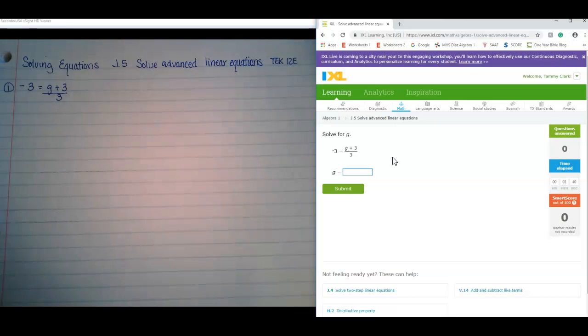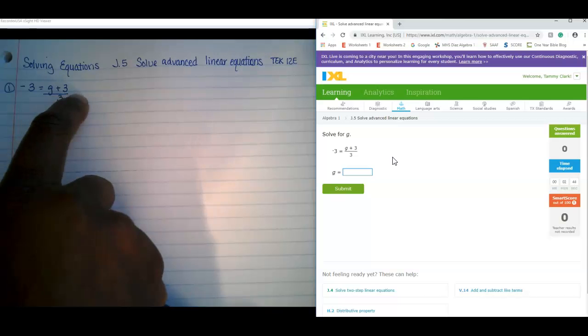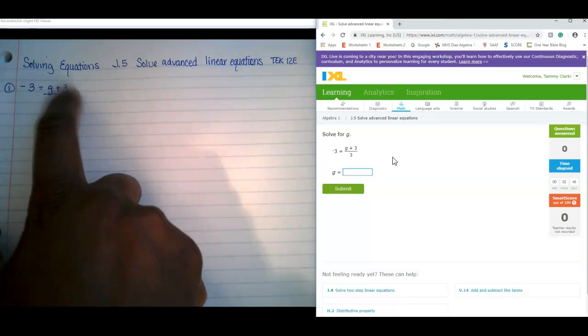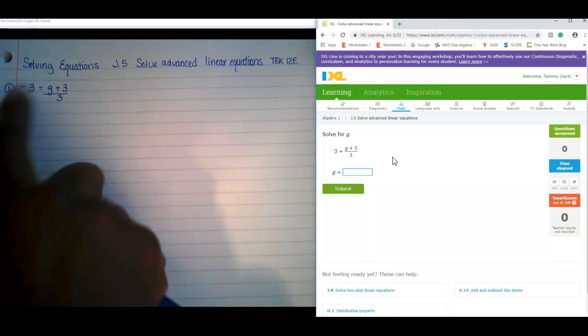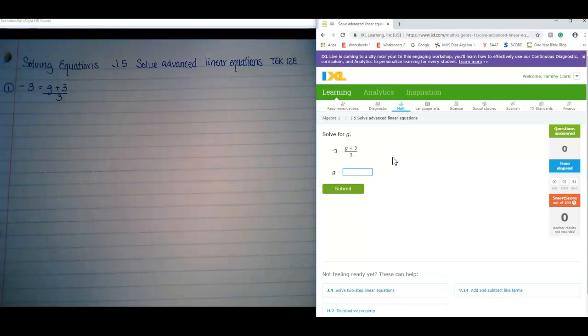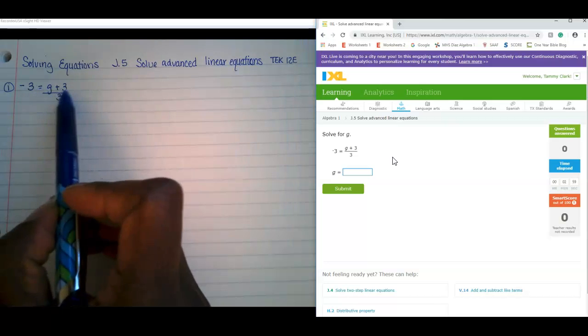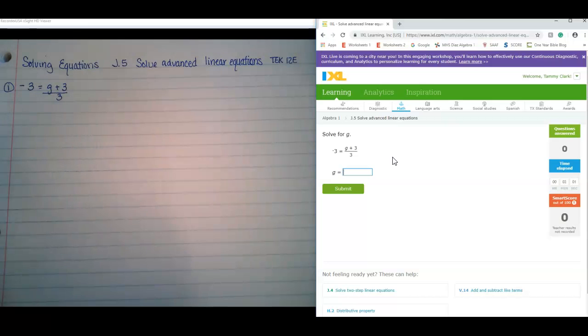Now before, when we did not have the fraction bar going all the way across, we would have subtracted 3 first and then multiplied by 3. But because we have g plus 3 being divided by 3, that means whatever this was or is, the whole thing was divided by 3.